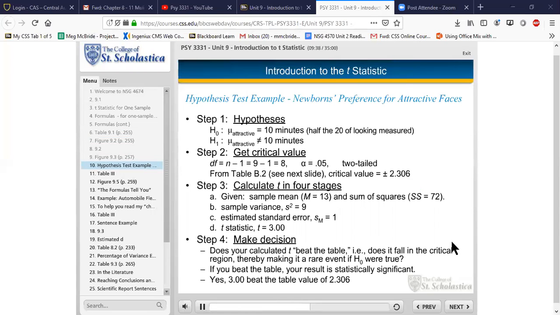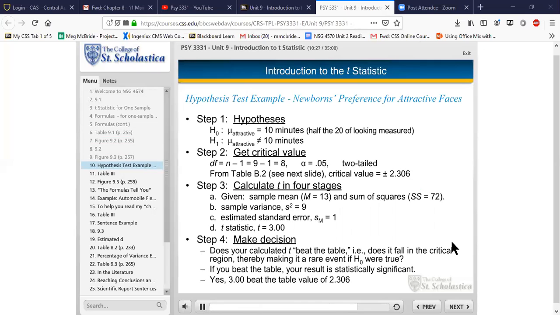Step 3 involves calculating t in 4 stages. Stage A is to get the sample mean. In this case, the mean is 13, and the sum of squares, which is 72. We then use the sum of squares value in stage B to get the sample variance, s squared, which equals 9. In stage C, we get the estimated standard error of the mean, s sub m, which equals 1. Last, in stage D, using the t formula, we subtract the null hypothesis mean of 10 from the sample mean of 13 and divide by the standard error of the mean, 1, to get a t-statistic value of positive 3.0. Again, the book shows you this in detail if you weren't able to follow the calculations verbally.